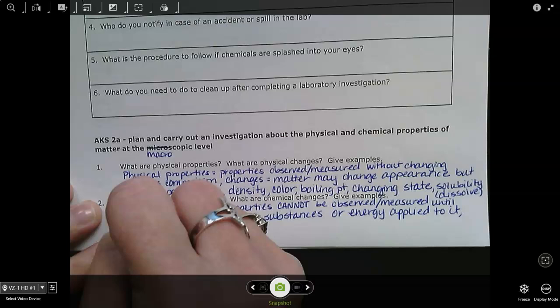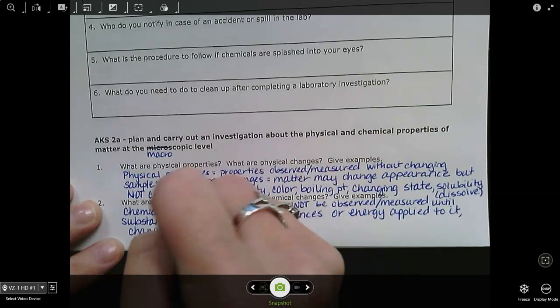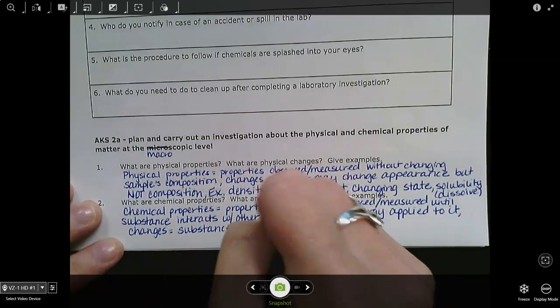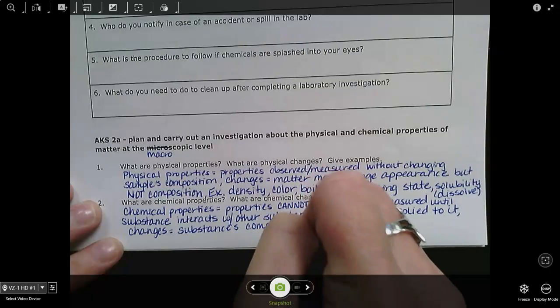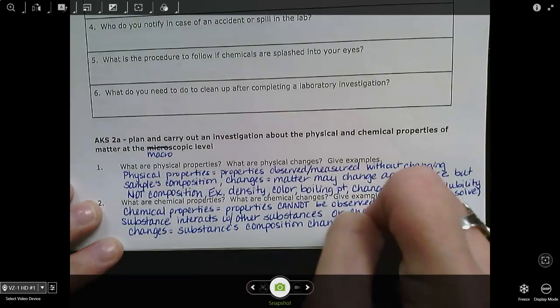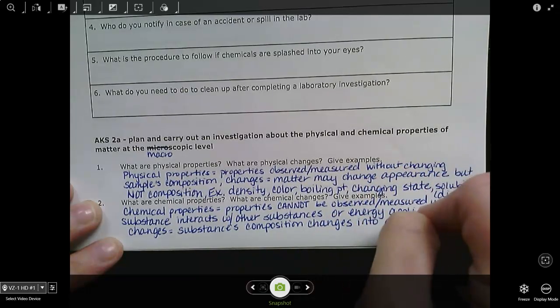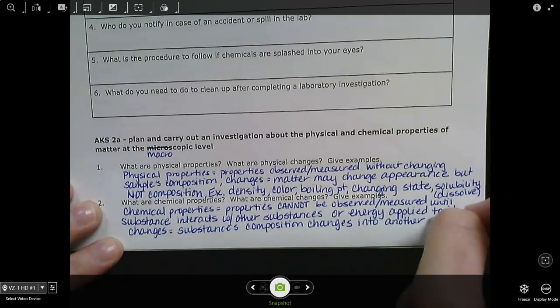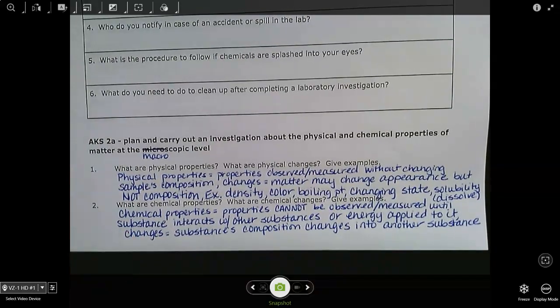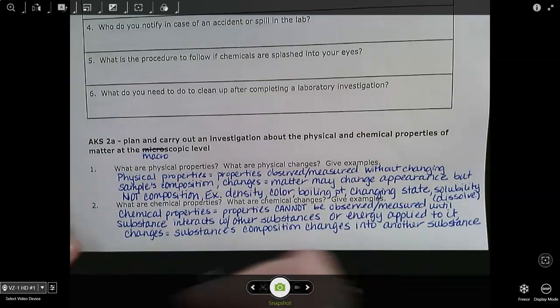Chemical changes are where the substance composition changes. So you no longer have the same chemical composition anymore. It is something new. So physical, your water changes state, you still have water. Here, water might have electricity run through it, you no longer have water, you no longer have H2O, you have hydrogen and oxygen gases. So that would be a chemical change.